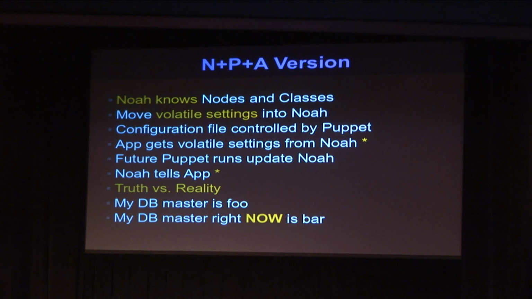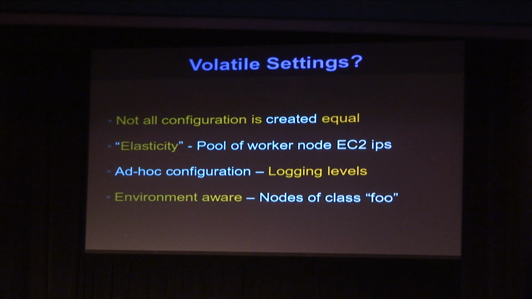We're getting into the concept of truth versus reality. When I go back to the configuration file controlled by Puppet, Puppet should always have the true version, which is: my DB master is this guy. But right now, that box is gone because we're rebuilding it for whatever reason, or maybe we just decommissioned it and haven't updated, for any number of reasons. Right now, this is my DB master. That's reality. Truth is managed by Puppet. Noah manages reality. Volatile settings.